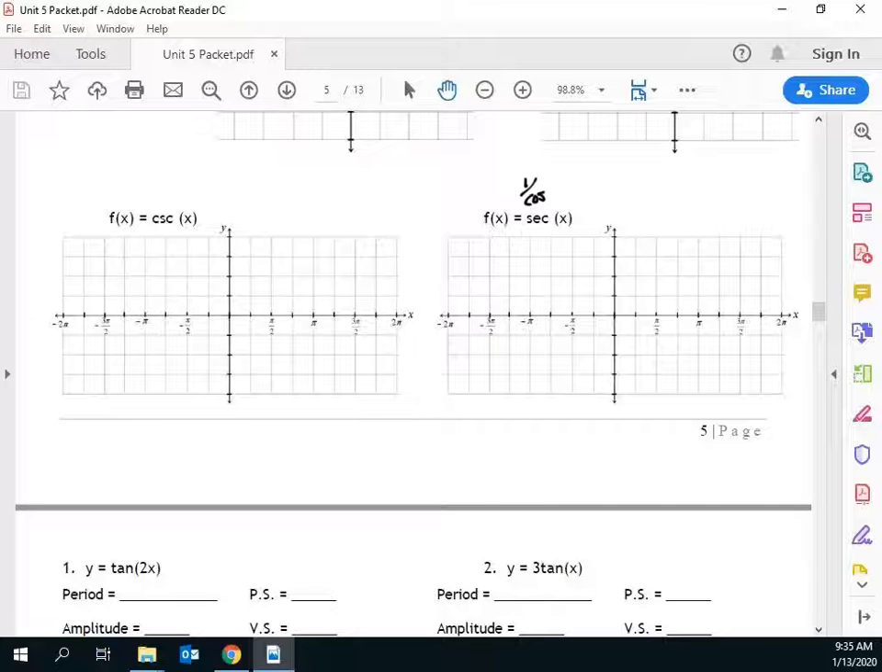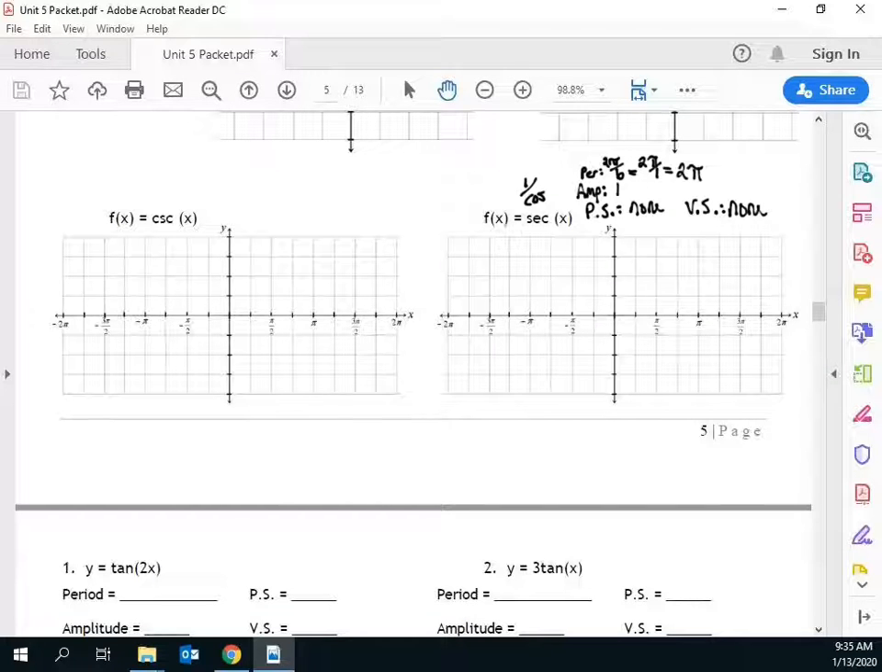All right, so again, secant's 1 over cosine. So we're going to do this whole thing like it's a cosine function. So we go through. I'm going to write out period. Well, it's 2 pi over b, which is 2 pi over 1. Period's 2 pi. Amplitude is 1. Phase shift, none because it's a parent function. Vertical shift is none again because it's a parent function.